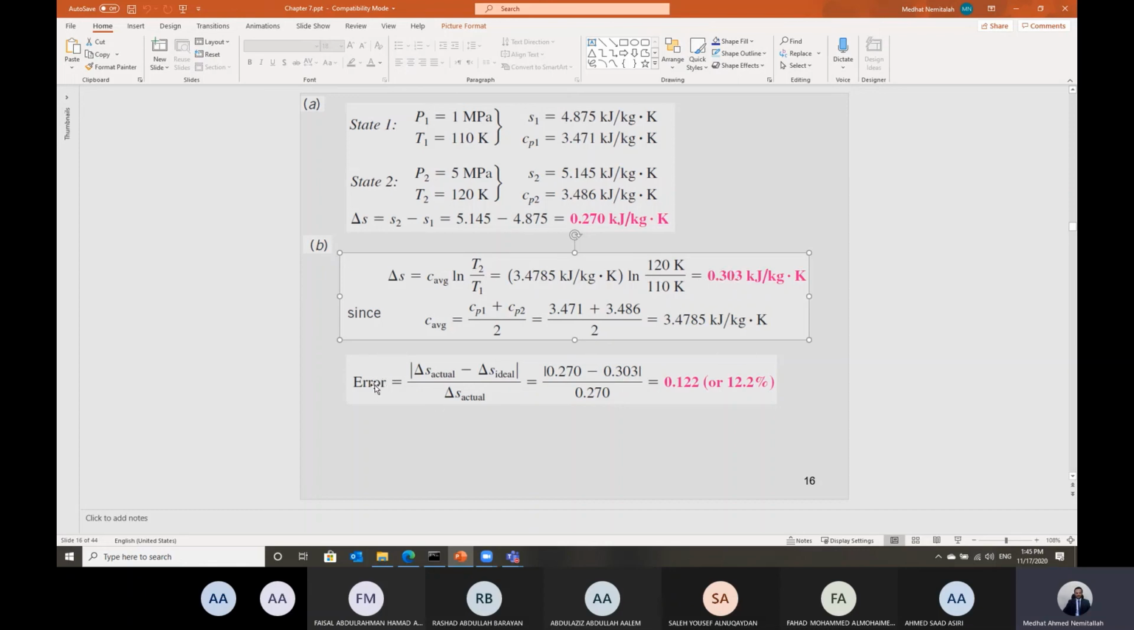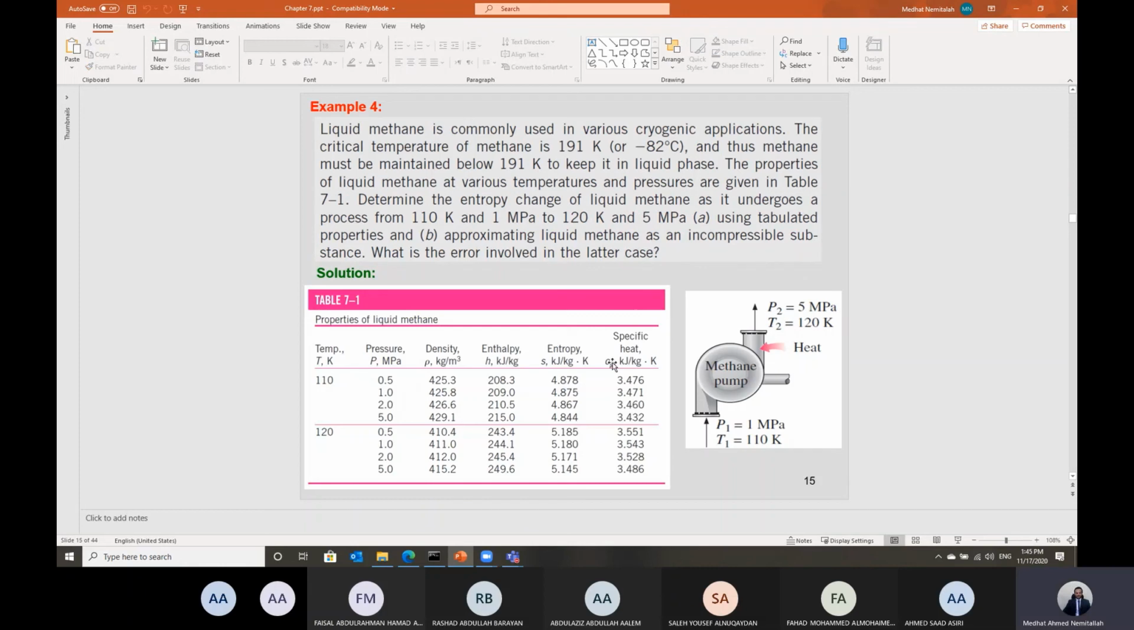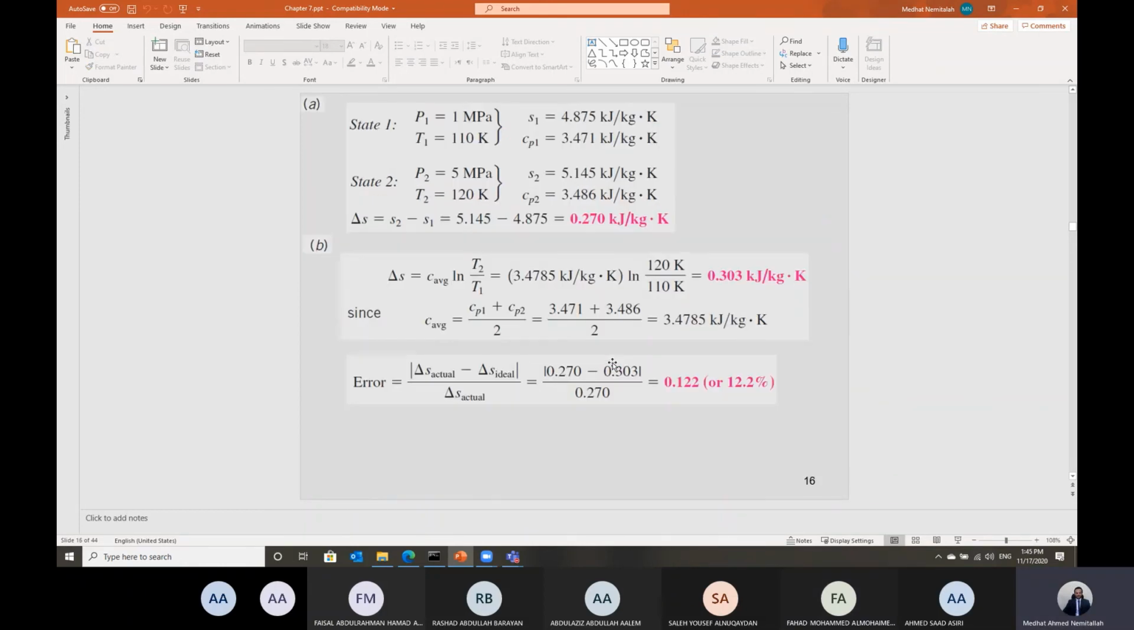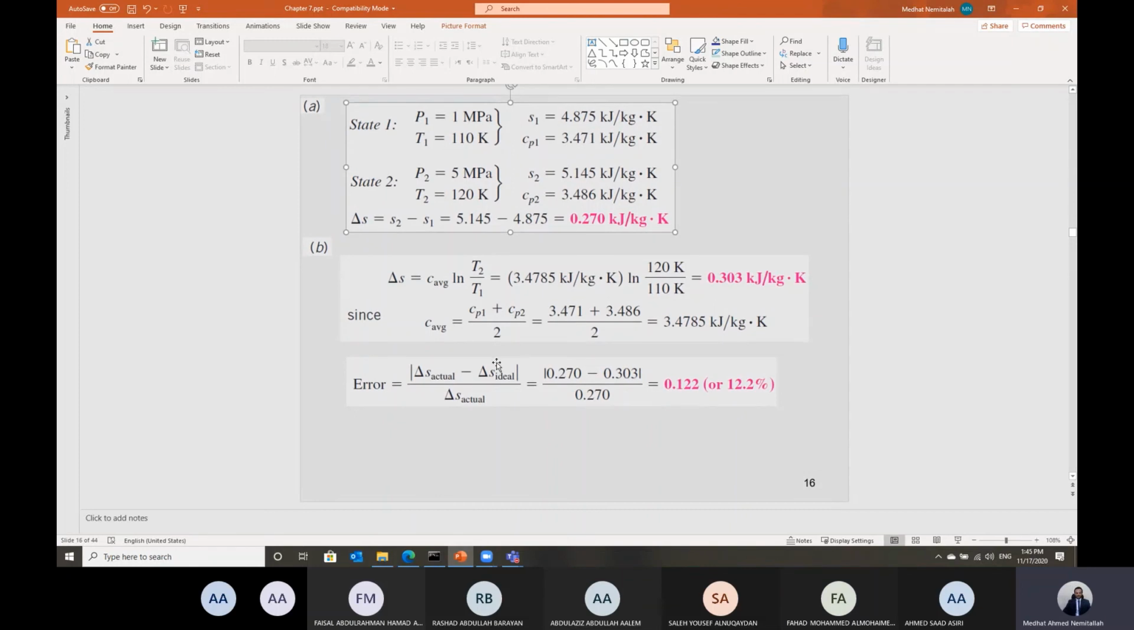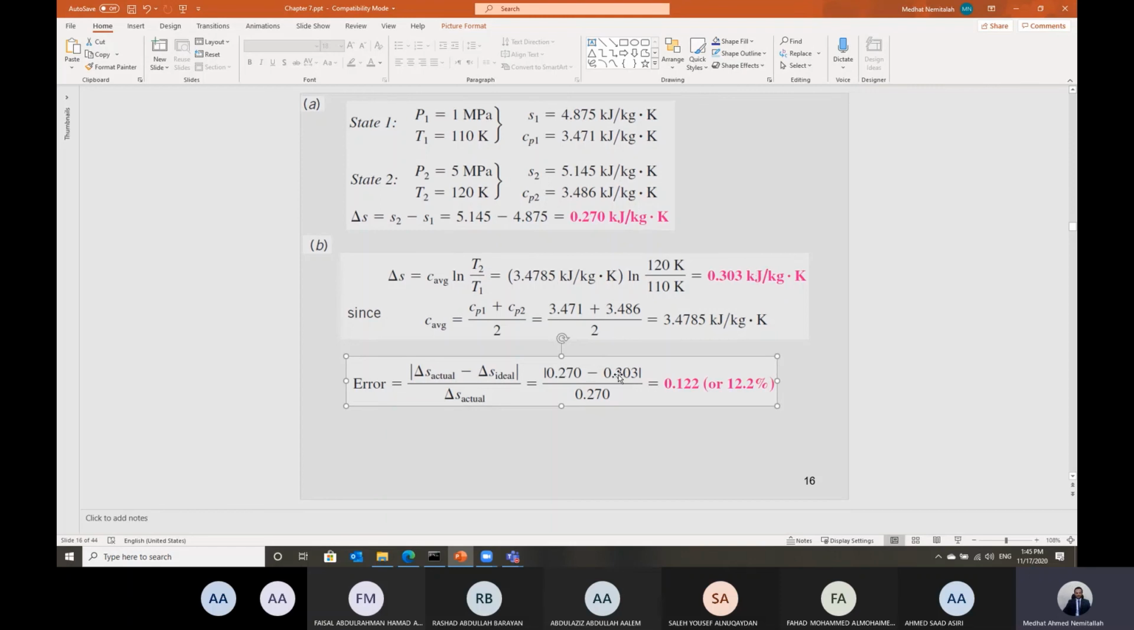To calculate the error, delta S error should be what, guys? Actual minus ideal divided by actual. Which one is the actual? The value from the table that we have calculated, which is delta S. So delta S actual, this value 0.27, minus delta S ideal, which is 0.3, divided by what, guys? Divided by the actual value. So when you calculate the error, it should be calculated in reference to the actual value, not the ideal value. So divided by delta S actual. This error will be about 12%.